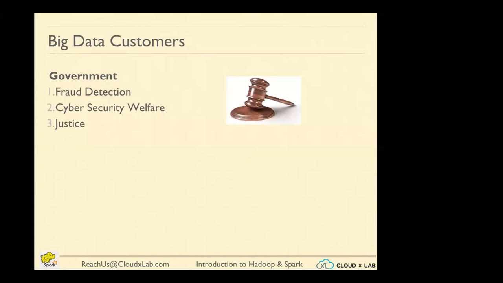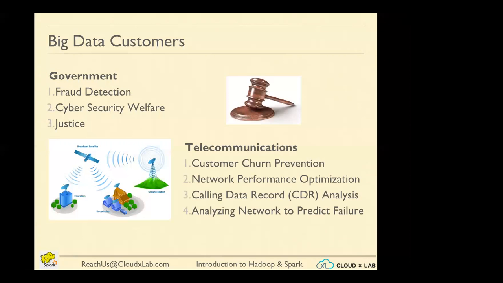Big data could be used or processed in order to have a fair justice by having the capability of indexing large scale of documents, getting the feedback from large scale of community, and so on, right? That's the government. And in telecommunication, the customer churn prevention is a very common example.